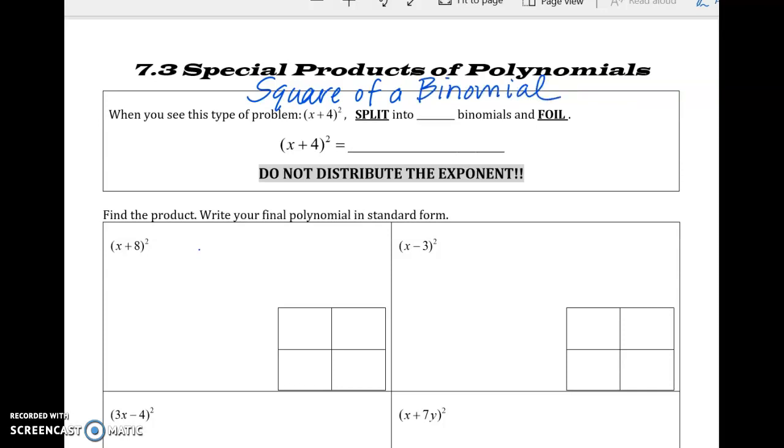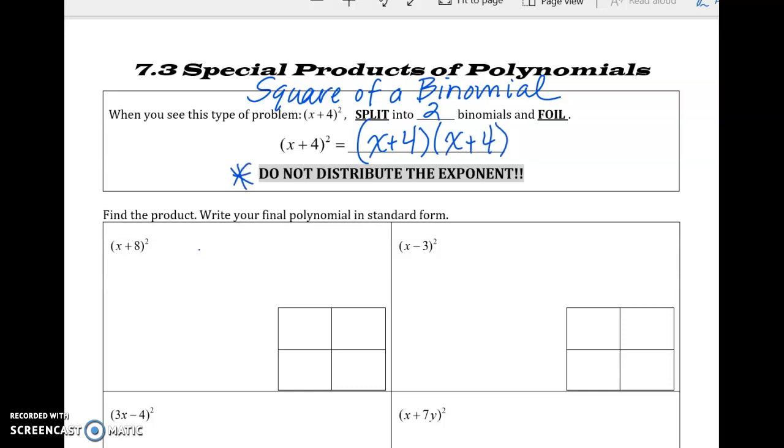Okay, and the easiest thing to remember is, think about what your exponent is telling you. When you have an addition problem inside the parentheses and you're squaring that, squaring something means to multiply it by itself. Therefore, you split it into two binomials and you FOIL it. So, for example, x plus 4 squared would be x plus 4 times x plus 4.